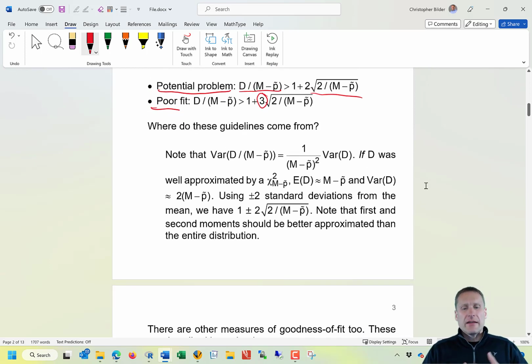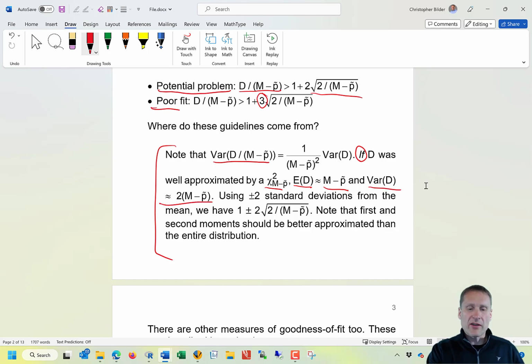If you're a student in my class, you're not responsible for this, because it relies on some mathematical statistics background. The variance of this statistic is equal to 1 over n minus p quantity squared times the variance of D. If D was well approximated by this chi-square distribution, then the expected value of D would be approximately n minus p tilde. The variance of D would be approximately 2 times n minus p. Where does this come from?